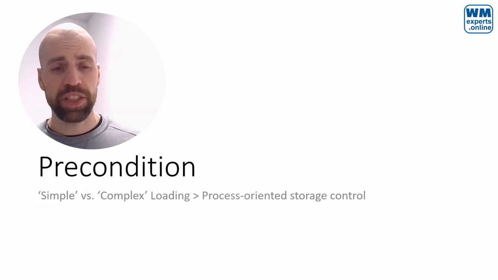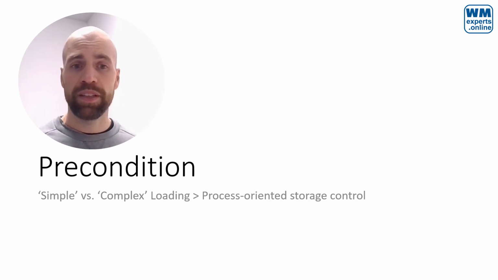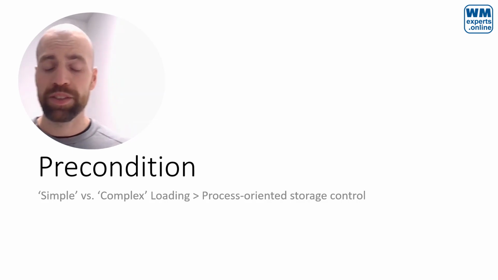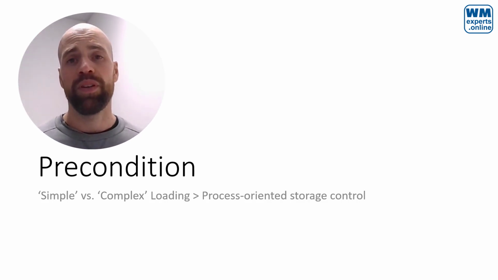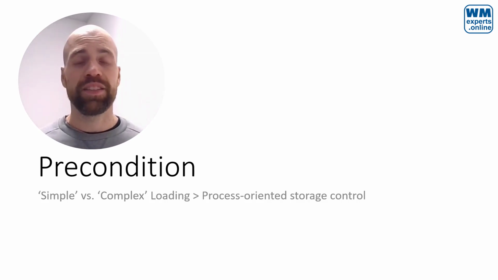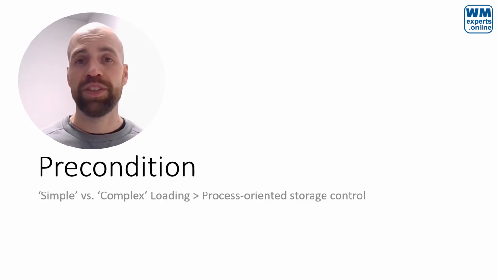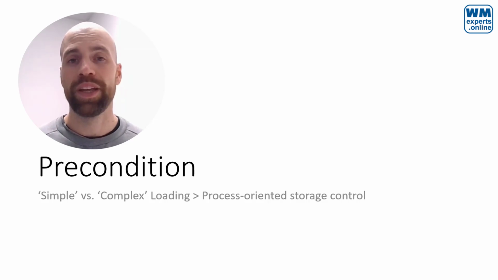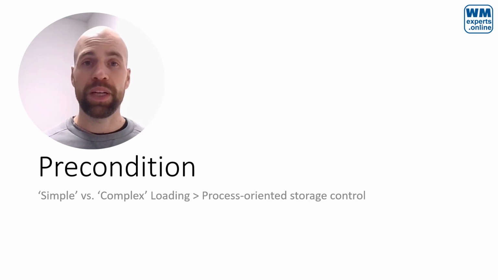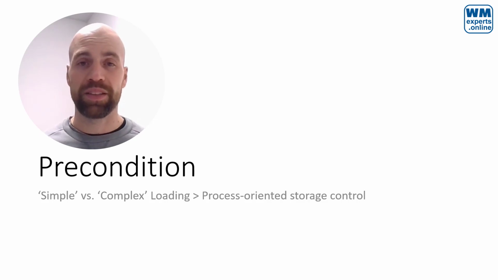Let us start with the precondition, and here it is important to understand the difference between simple and complex loading. Simple loading is not more than just setting the status and the timestamp on level of delivery, or TU, TU meaning the transportation unit here. So we are loading by setting the relevant status. When we are talking about complex loading, we are talking about loading with warehouse tasks.